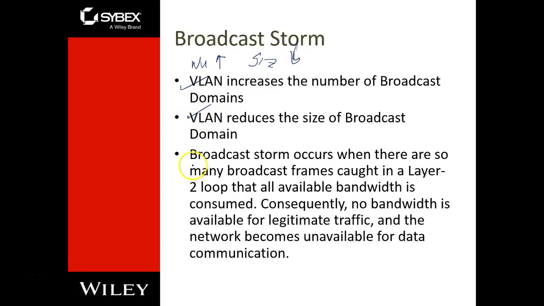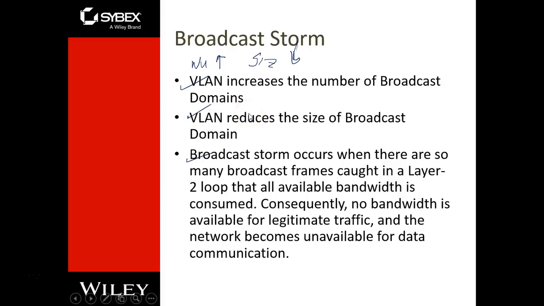A storm occurs when there are so many broadcast frames caught in the layer 2 loop that all available bandwidth is consumed, consequently no bandwidth is available. And I told you my story, and yes, you can create those things by looping them back. This was on a hub, I looped it back, and all you need is one broadcast, and it just keeps going around and around, multiplying on itself, from one broadcast packet.